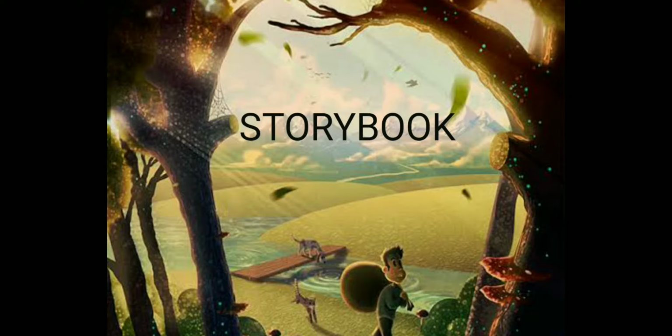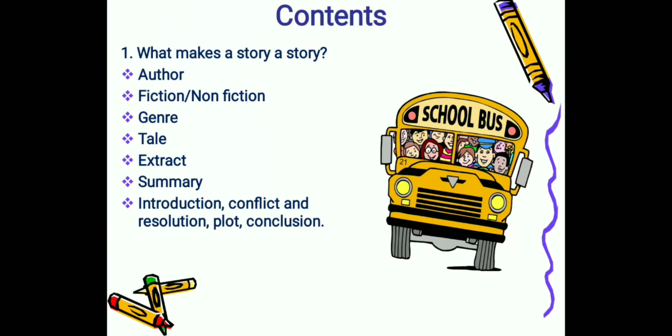In today's class, we will be learning from the very first chapter called Storybook. So let's see what are the contents that we'll be learning from this chapter. Firstly, we'll be learning about what makes a story, under which we have subtopics like author, fiction and non-fiction, genre, tale, extract, summary, and important elements of story writing such as introduction, conflict and resolution, plot, and conclusion. So without further delay, let us proceed with the class.